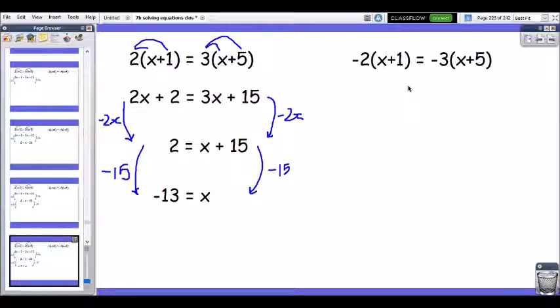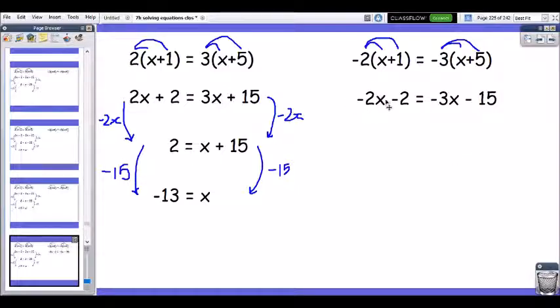Okay, next question. Let's expand the brackets. So minus 2 times by x gives me minus 2x, minus 2 times by positive 1 gives me negative 2, and so on. Remember, a negative number times by a positive number gives me a negative number. Okay, at this stage, there are x's on both sides of my equation. I don't want that. All I want is x's on one side of my equation. So let's choose a group of x's to eliminate. Let's eliminate this negative 2x.